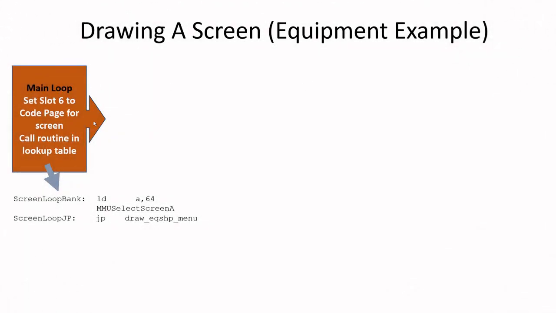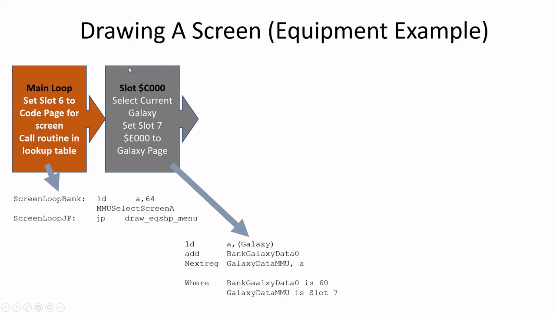In the main loop, I've previously done the self-modifying code, so I've now set the JP to a draw ship equipment menu. That will then fire off into slot Z000. Within that, I select the current galaxy, which is all my seed tables and subroutines, by setting slot 7, which is E00, to the correct galaxy page.